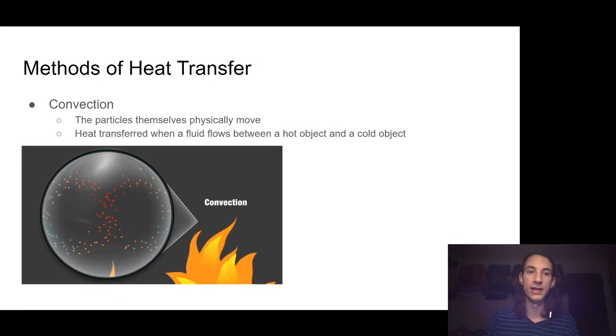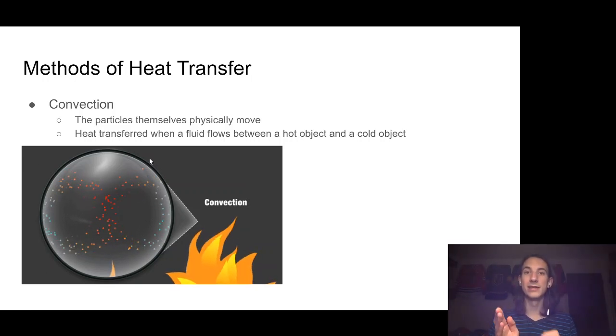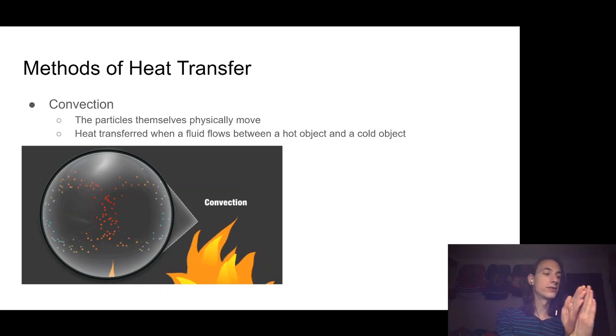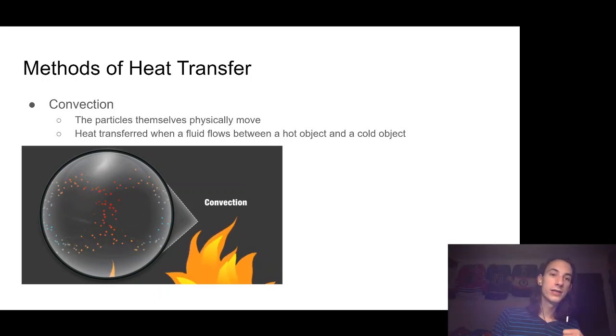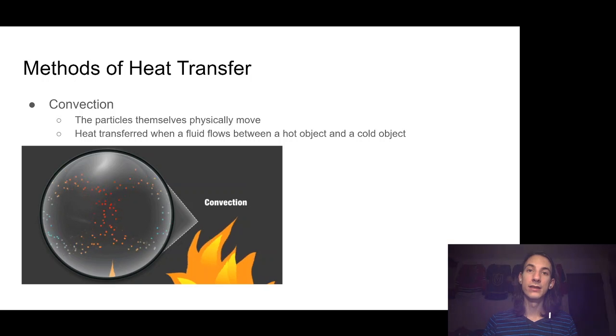The next one we're looking at, again, I think that they gave really good images, is convection. So this one, instead of the particles eventually passing on the energy, with convection, the way that heat is transferred is that the particles themselves are physically moving. So we have these particles with a greater kinetic energy physically going to another object and giving them that heat. So heat is transferred when a fluid flows between a hot object and a cold object is kind of a definition for convection.